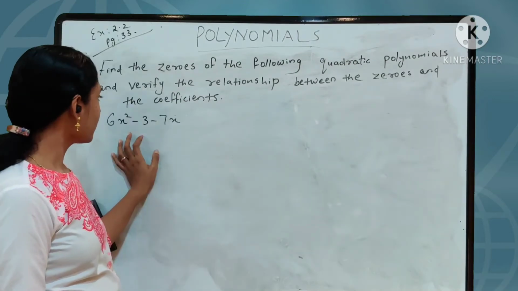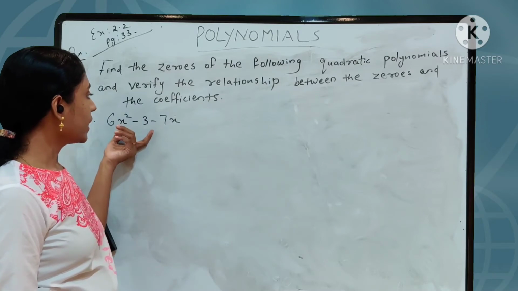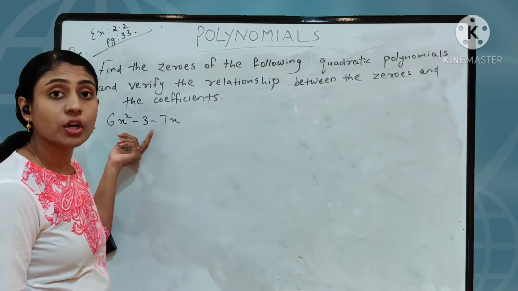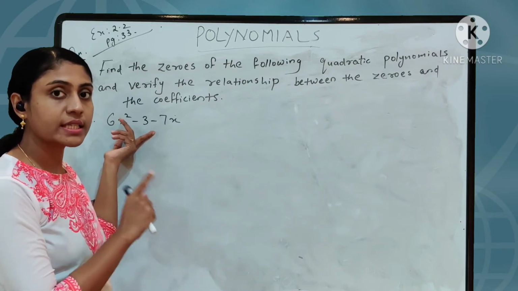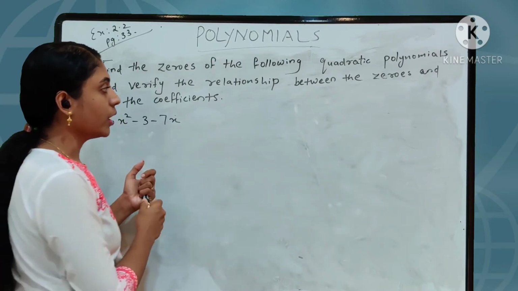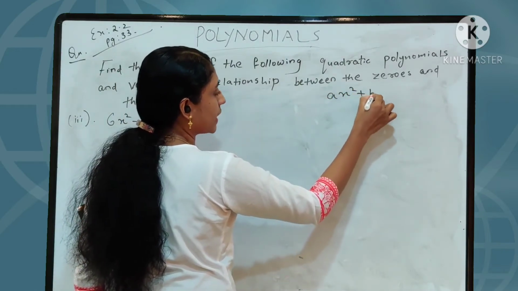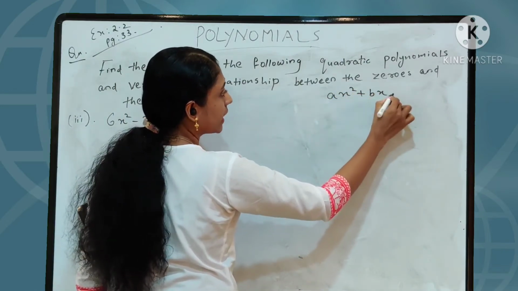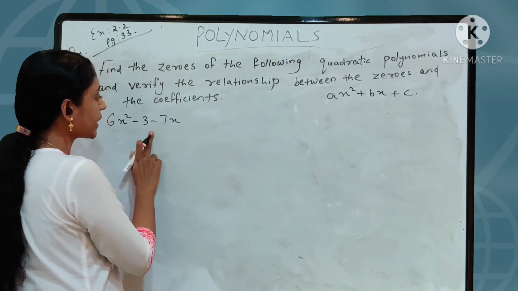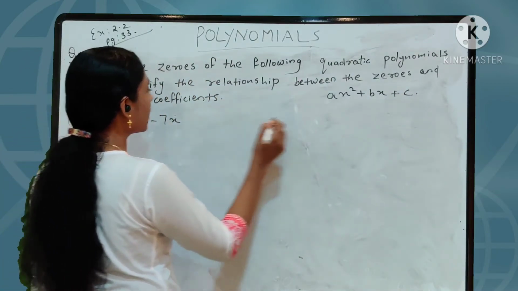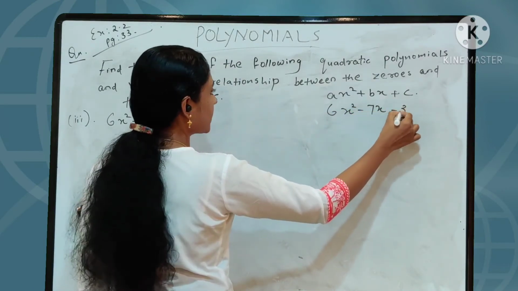Okay, next question, 6x square minus 3 minus 7x. Here the equation given is not in the standard form of a quadratic polynomial. So first you have to write this polynomial in the standard form. What is the standard form? ax square plus bx plus c. That means first the x square term, then the next term, then the constant term. So this 6x square minus 3 minus 7x can be rewritten as 6x square minus 7x minus 3.